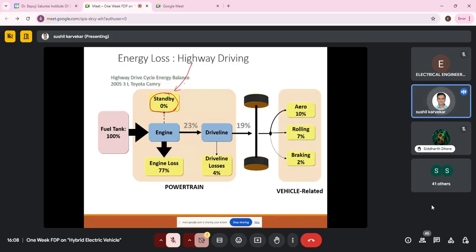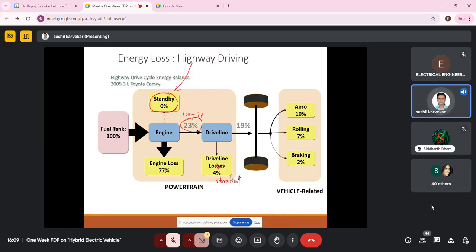So in the long run, the standby losses become 0, so the average increases slightly. This is something which we are already aware of. Now you can see 100 minus 77 amounts to 23%, and the driveline losses are going to increase to 4%, because the vibrations increase as the speed increases in the long run.